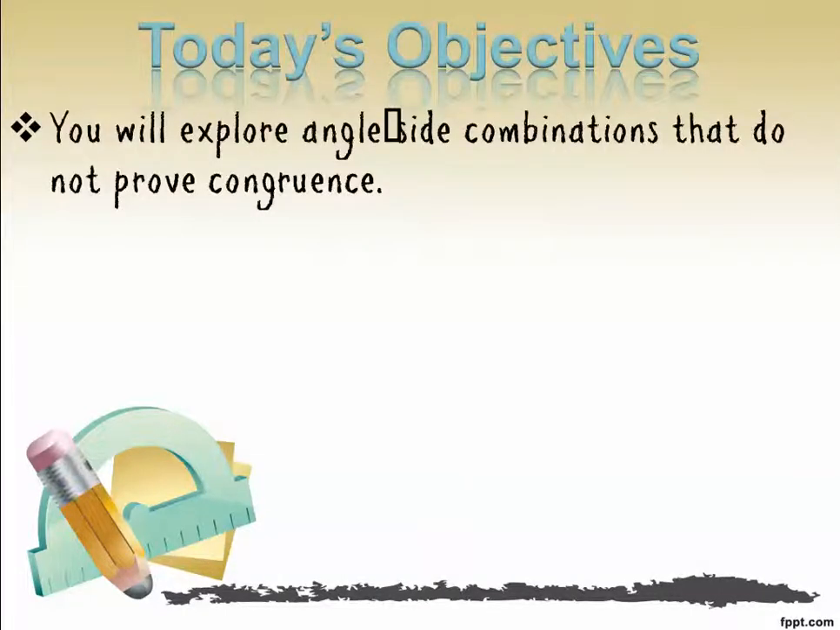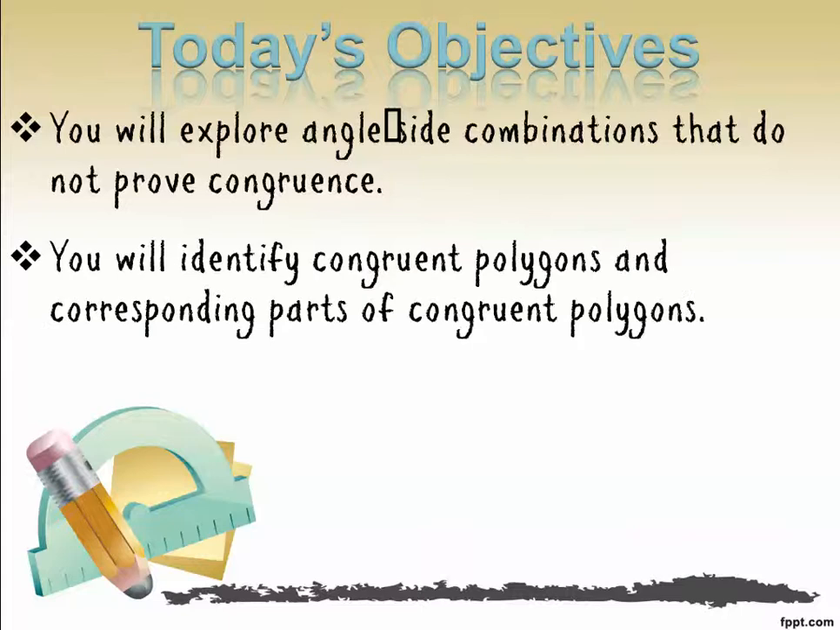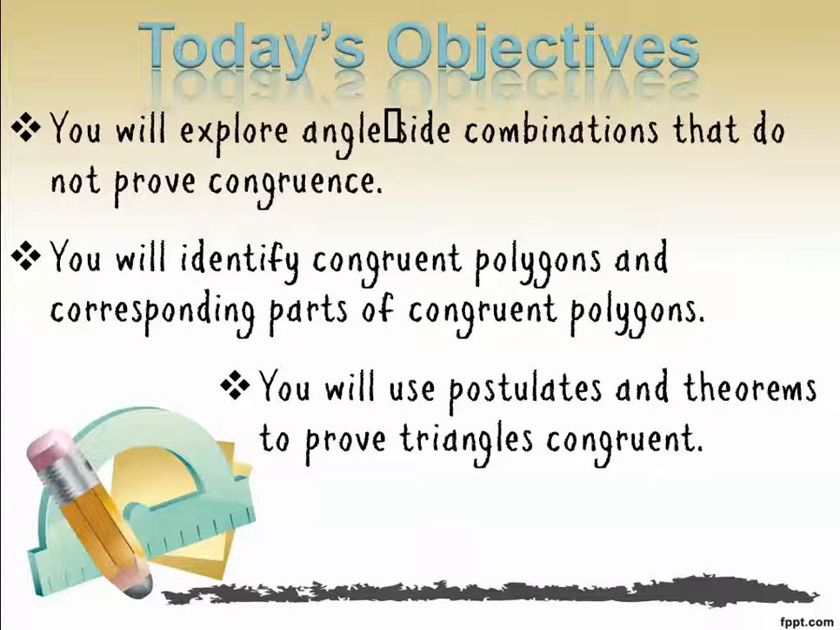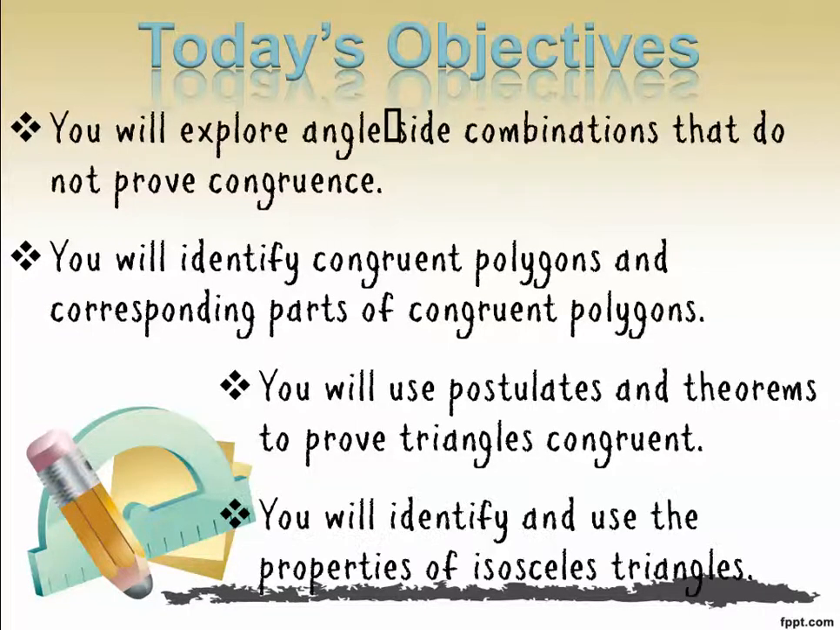What we're going to be going over today is you will be exploring angle side combinations that do not prove congruence, and you will identify congruent polygons and corresponding parts of congruent polygons. You will use postulates and theorems to prove triangles congruent, and you will identify and use properties of isosceles triangles.